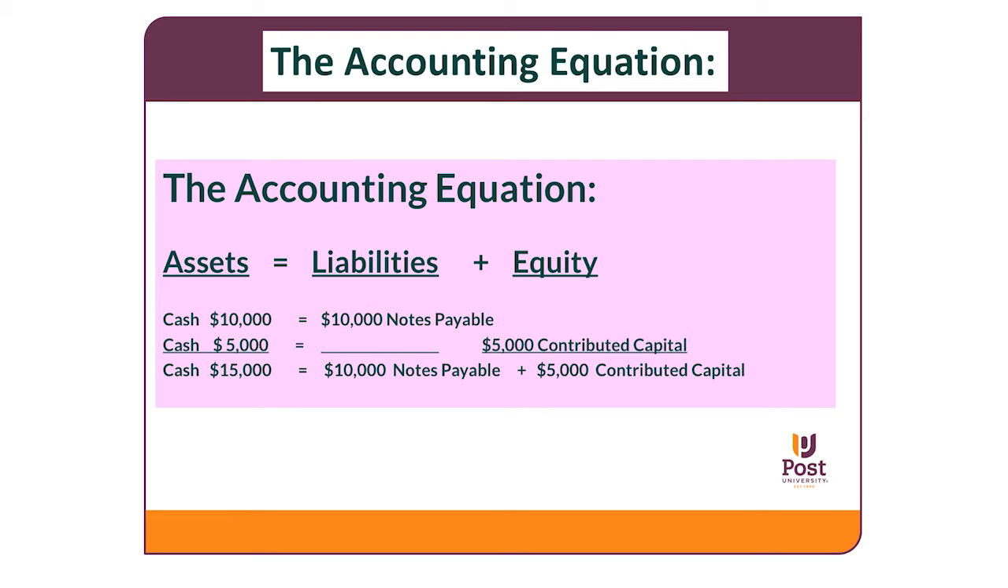This is how accounting works. $15,000 of assets, the cash, equals $10,000 in liabilities, the notes payable, plus $5,000 in contributed capital.